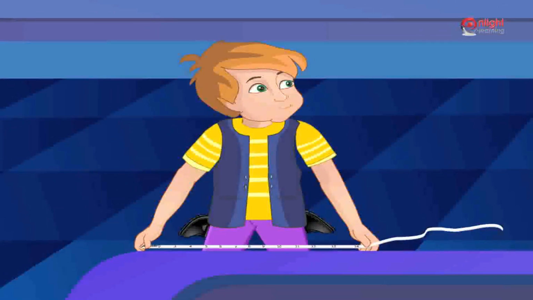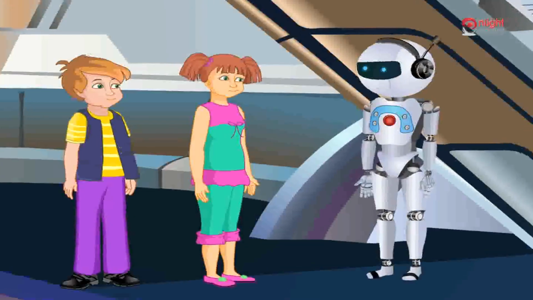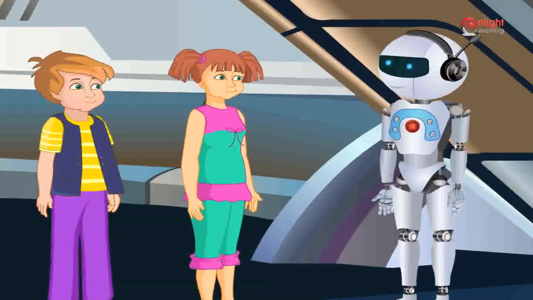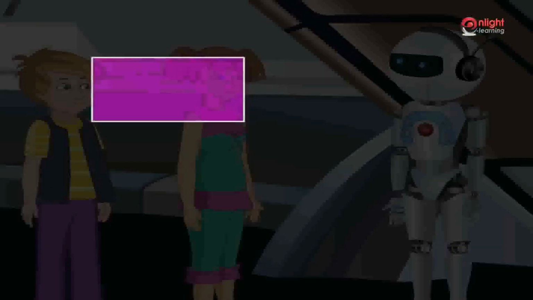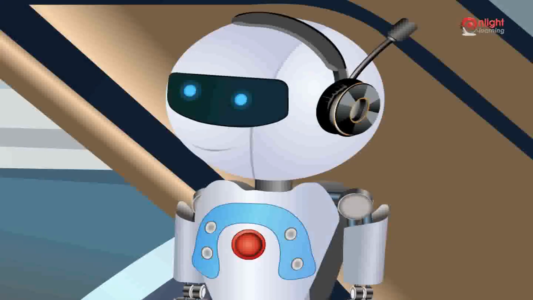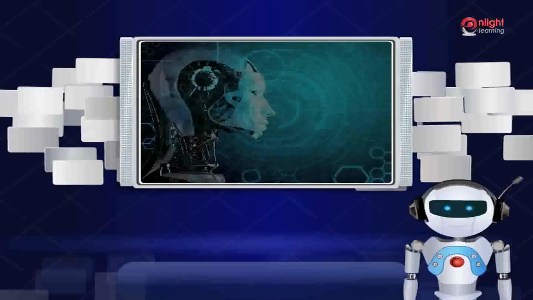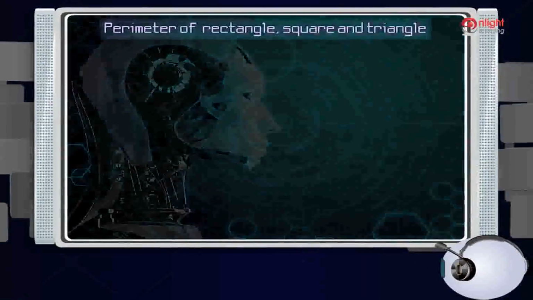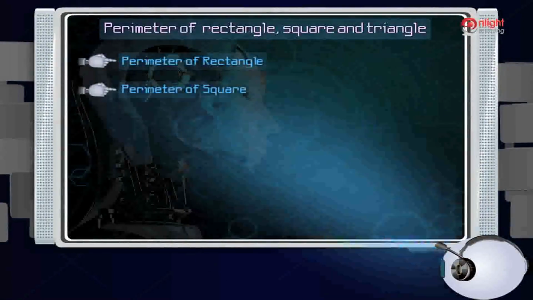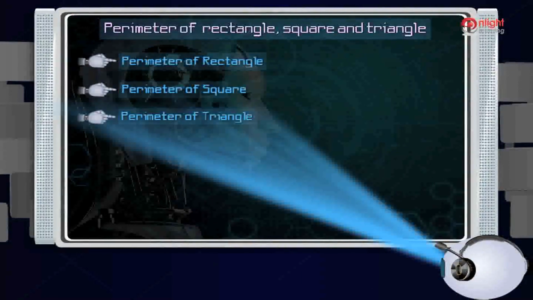Let's ask Chitti. The perimeter can be found. For this, you need to know the concepts of perimeter of common figures like rectangle, square, and triangle. Do you want me to teach you the concepts? Today, you shall learn about perimeter of rectangle, perimeter of square, and perimeter of triangle.